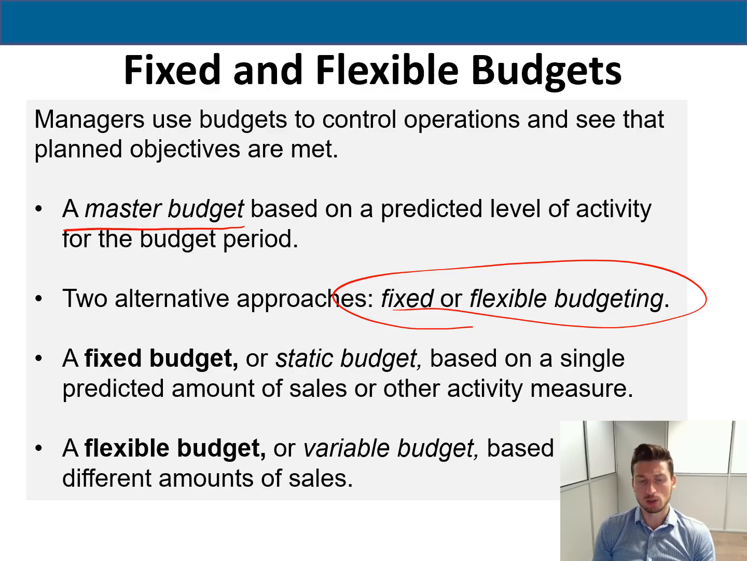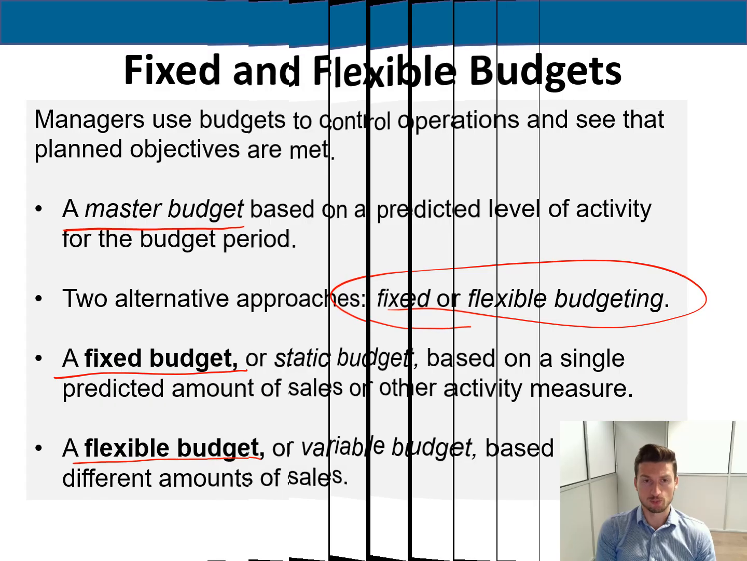A fixed budget, often called a static budget, is based on a single predicted amount of sales, which means we are assuming only one level of activity, for example 10,000 goods or 20,000 goods. So one number only of sold activities. A flexible budget, which is a variable budget, is based on different amounts of sales. For example, what happens if I sell 10,000? What happens if I sell 15,000? What happens if I sell 20,000? That's the main difference between the fixed and the flexible budget. But as I told you, we're going to see in practice how it works.